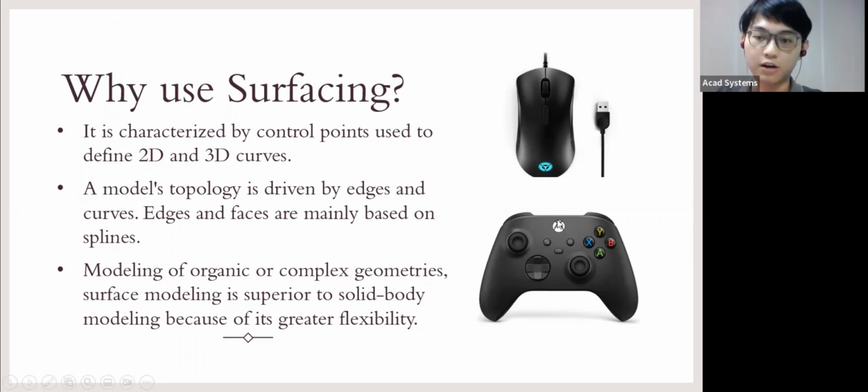The model topology of this kind of thing is driven by edges and curves. These edges and curves will draw the edge, and then slowly draw and create the surface of this product. Mostly we are using splines instead of straight lines. When do we use surfacing? When we do modeling for organic shapes, because organic shapes have very complex designs, like a human. And also for complex geometries like these two.